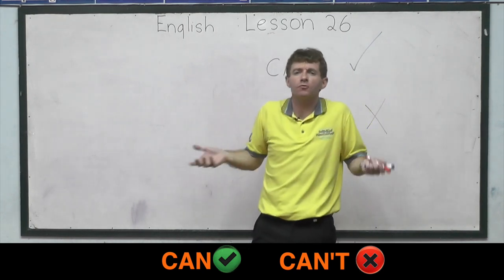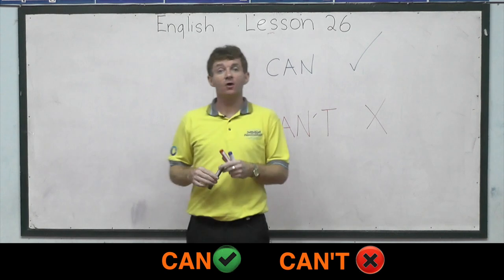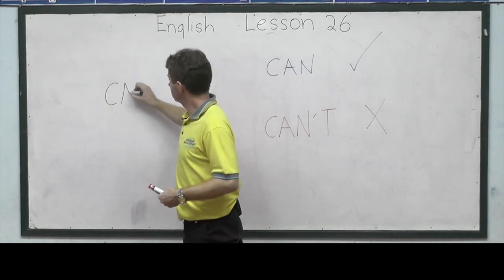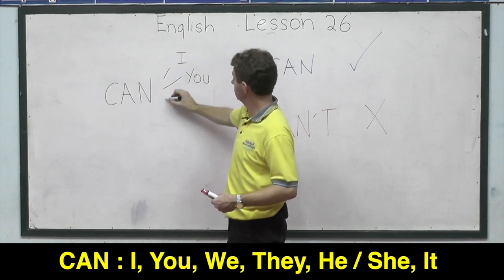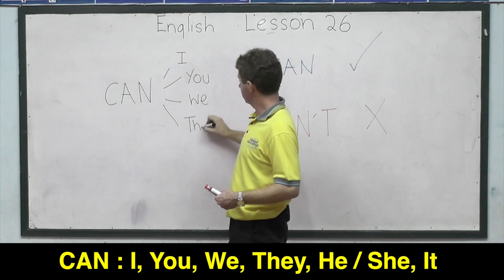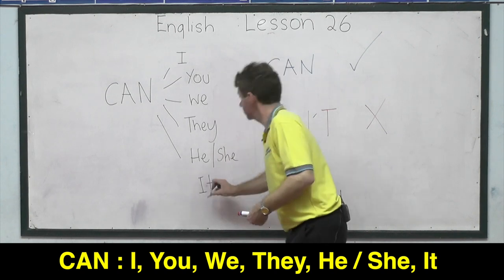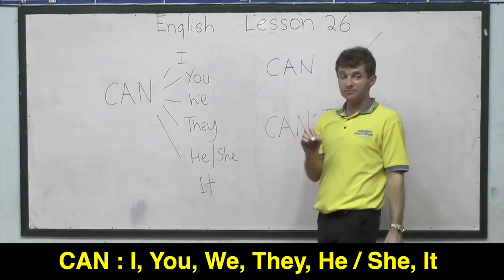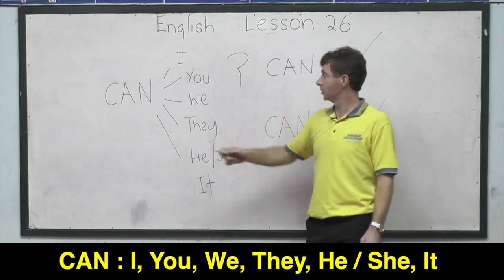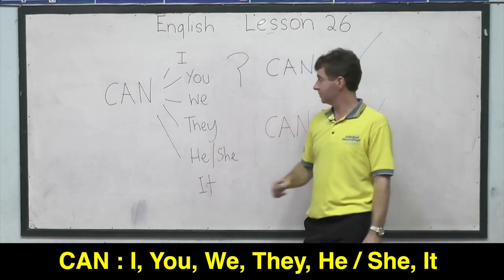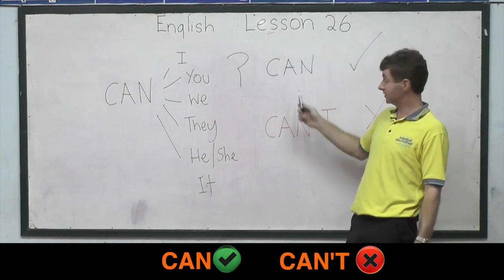Excellent. But how about if we want to ask the question? What question do we need to ask? Before we know can or can't, we need to ask can. I, you, we, they, he, she, it. And in English, if we write a question, what do we need to have? Can I? Can you? Can we? Can they? Can he? Can she? Can it?